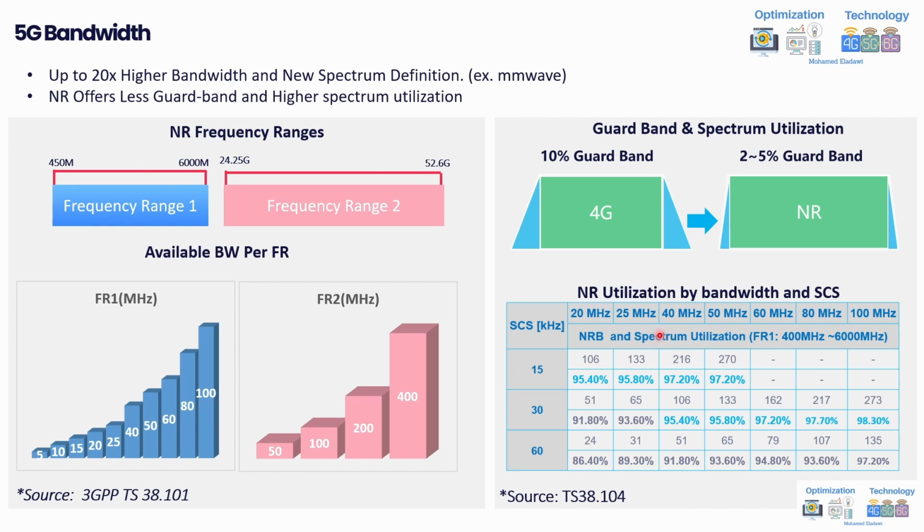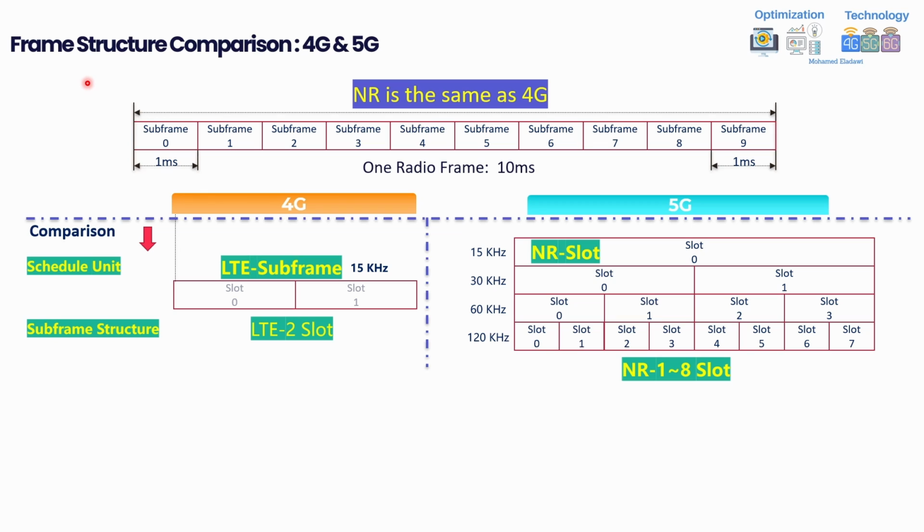Now let's move forward and have a quick comparison between the frame structure in 4G and 5G. I will go through the 4G part first, then we can spot the differences. The first part is the frame structure. In 4G, the frame has a total duration of 10 milliseconds, and this has remained the same in 5G as well. One frame consists of 10 subframes.